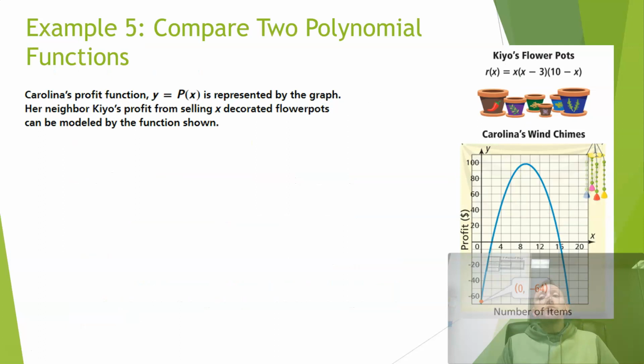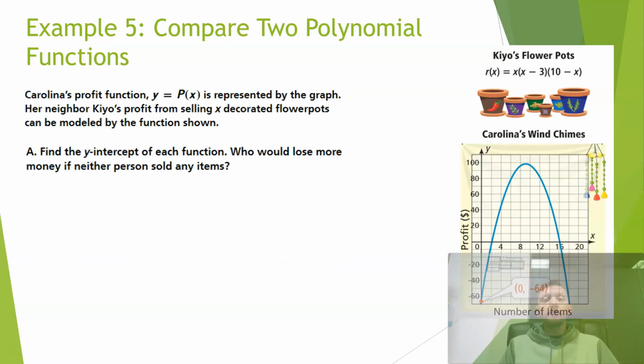All right, so now we have Carolina's profit function represented by the graph that we just looked at. And her neighbor, Keo's profit from selling x decorated flower pots can be modeled by the function shown. So Keo is selling flower pots, and his revenue is x times x minus 3 times 10 minus x. Now what we're going to do is find the y-intercept of each function to figure out who would lose more money if neither person sold any items.